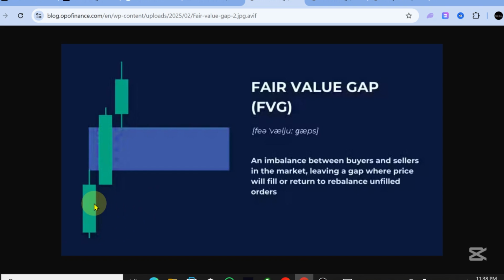As you can see right here, there are three candles. If you check, you're going to see that this particular candle is bigger than this particular one. Why is this particular candle bigger than this one? This is the candle that causes the imbalance in the market. Now, I know you don't understand, but let me show you.